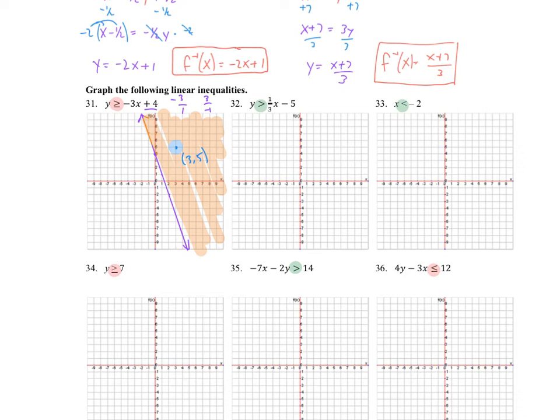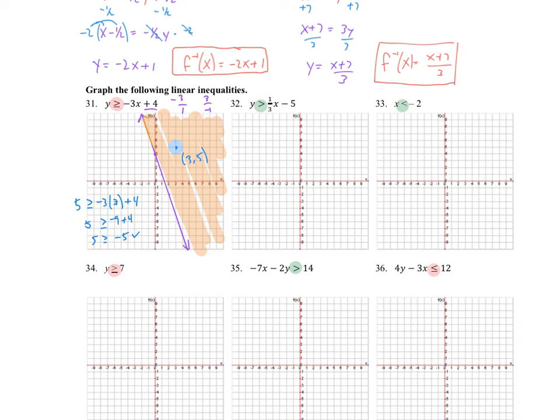Or you could always plug that back in to check to see if it worked. Like 5 is greater than or equal to -3 times 3 plus 4, which would be -9 plus 4. So 5 is greater than or equal to -5, which works. We can see that our point actually does work.